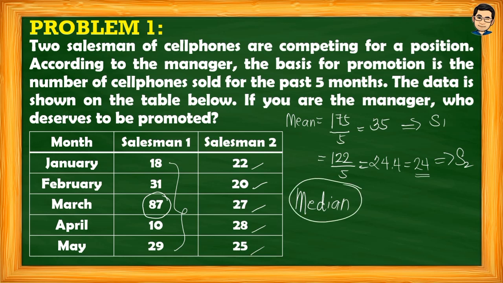Bakit median ang akma natin gamitin? It's because kapag meron tayong extreme values dito at median ang ginamit natin, konti lang yung effect. Maaring sa March mataas ang benta niya, hindi naman laging mataas ang kanyang benta. Meron lang particular month na malakas ang benta niya, which is yung March. Pero bandang April, naging 10 na lang. Kumbaga, hindi siya consistent. Hindi katulad ng benta ni salesman 2, magkakalapit lang sila.